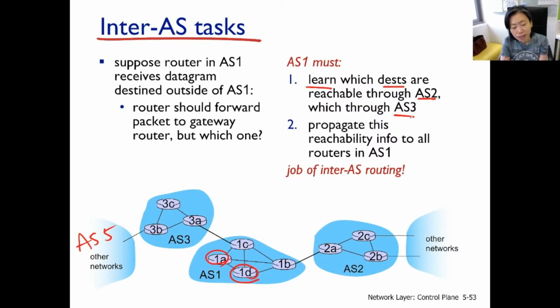And how does 1D and 1A learn? Well, 1C and 1B do participate in inter-AES routing. So 1C and 1B, thereafter, inter-AES routing will propagate this AES path information to all routers inside AES1. And so propagation of the AES path, just like computation of the inter-AES path, would also be part of the job of the inter-AES routing.